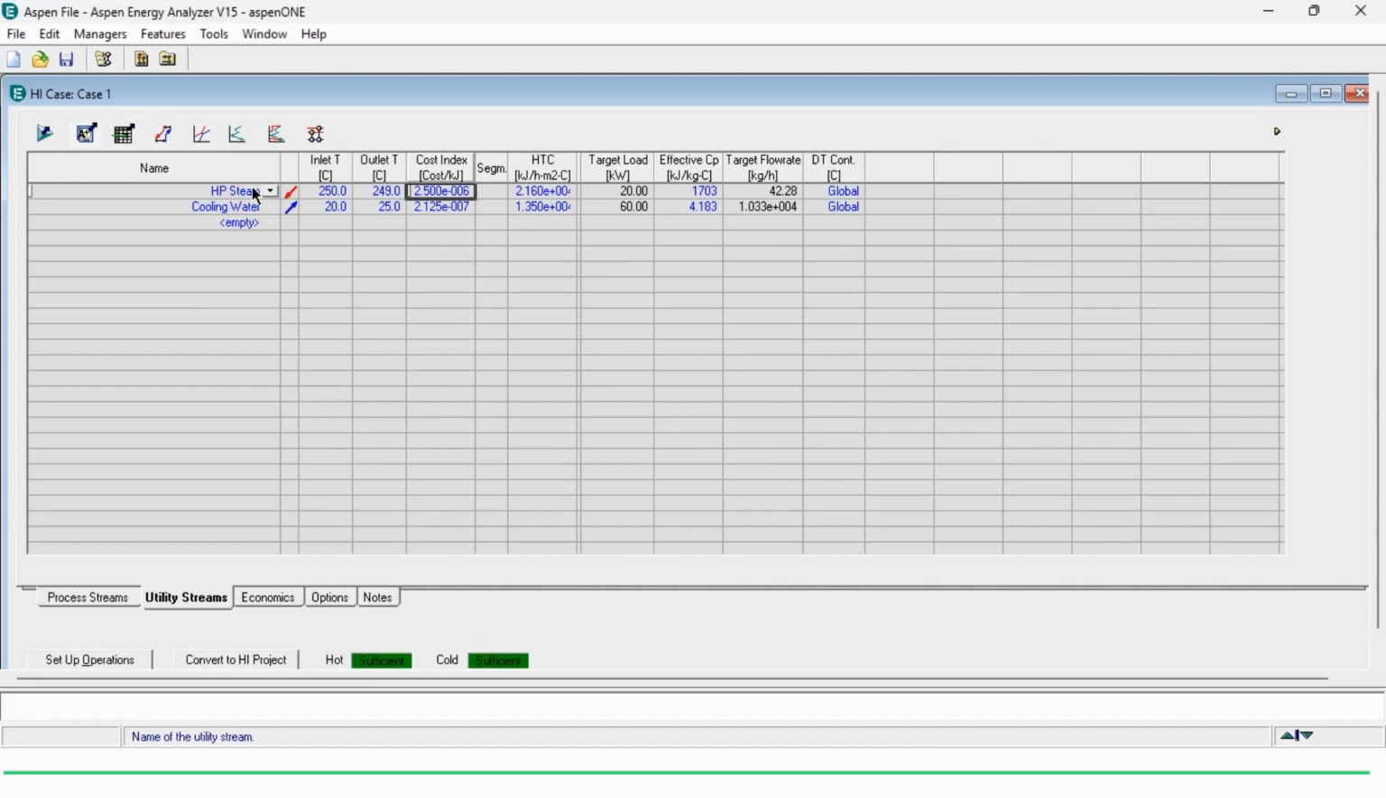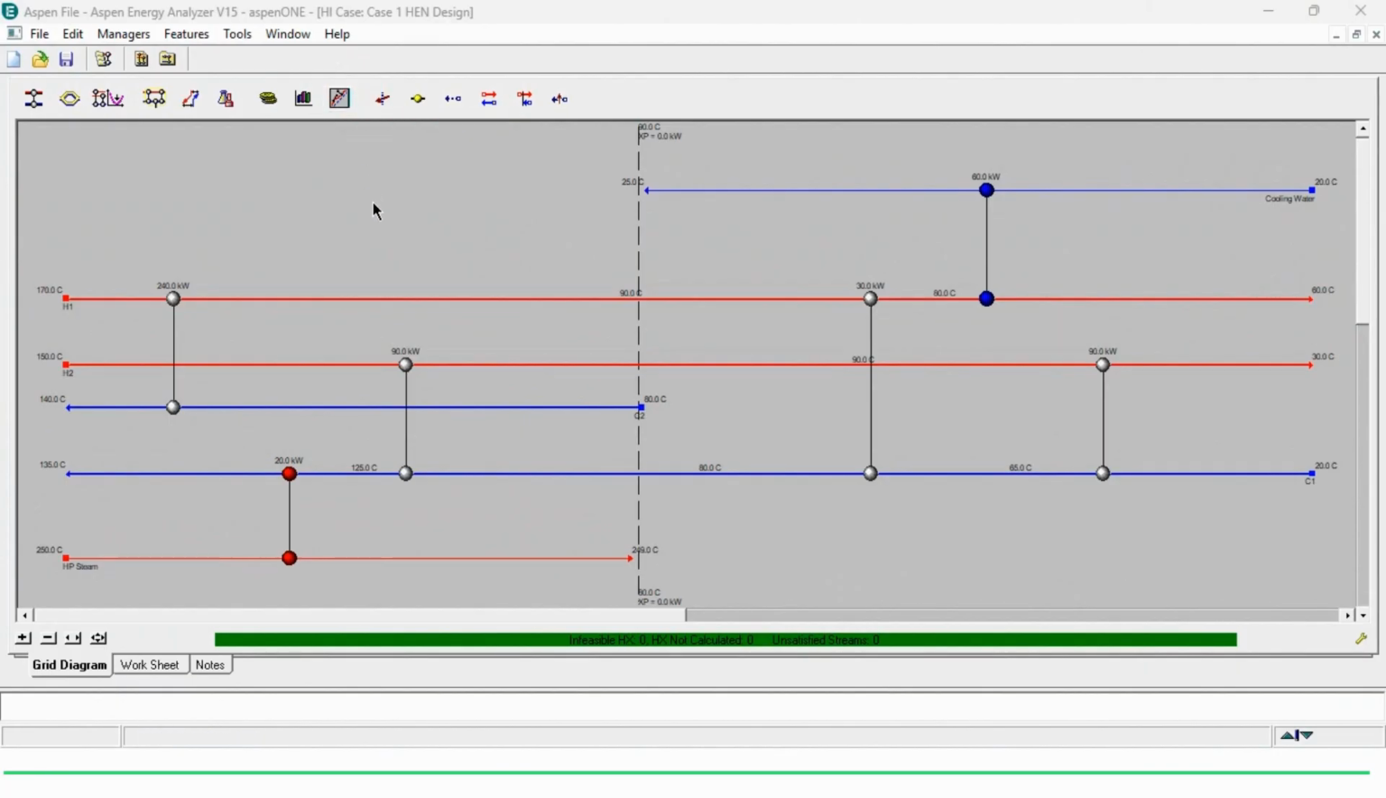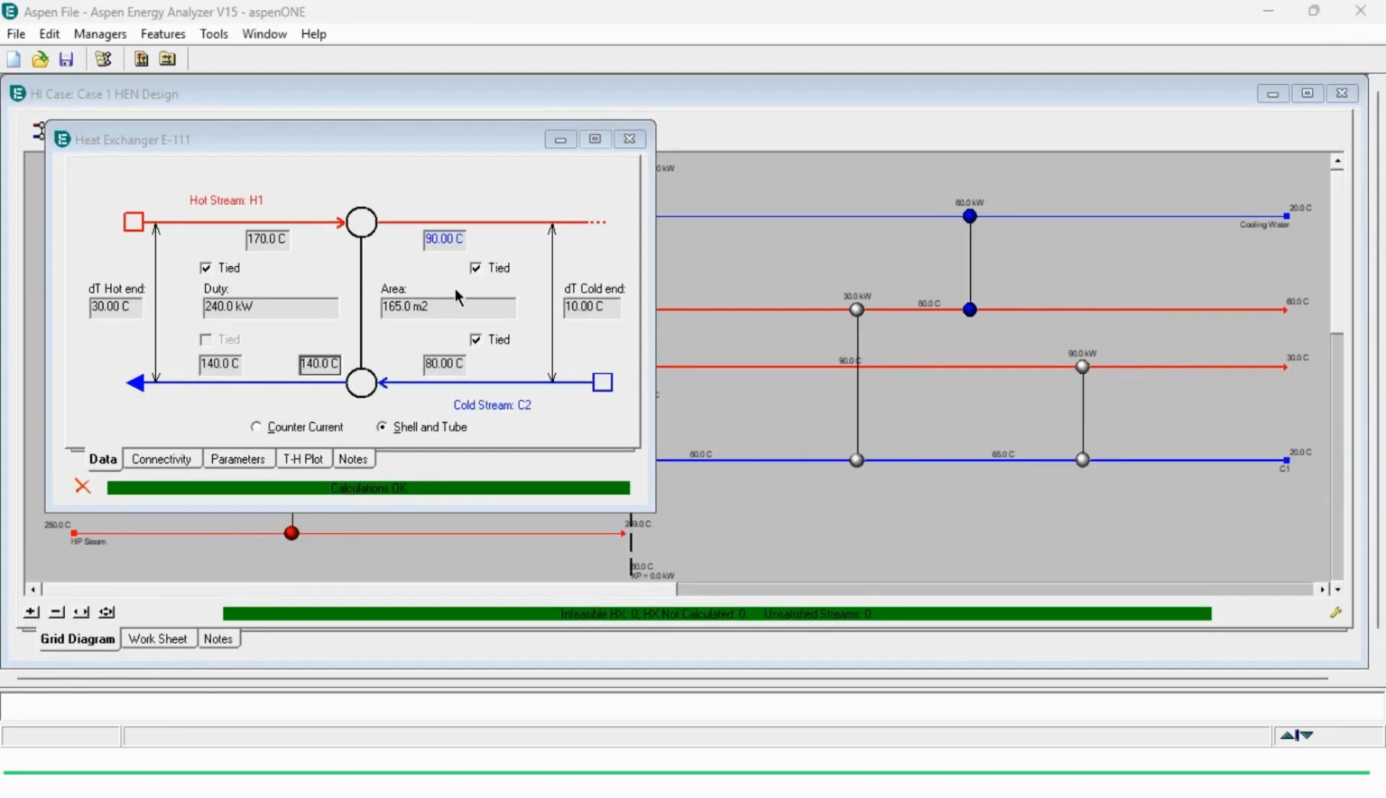So for the first case, we have taken HP steam and cooling water in the system. So this is our first case. Then we will vary the cold utility from cooling water to air. Then we will vary the HP steam to hot oil. And if I take you to the heat exchange network diagram, I have built it beforehand for you to understand that H1 and C2 both are exchanging heat with each other. It has to go from 170 to 90 degrees centigrade, and it has to go from 80 to 140 degrees centigrade. Its heat requirement was 240 kilowatt, while its heat supply was 240 kilowatts, so that both matched.